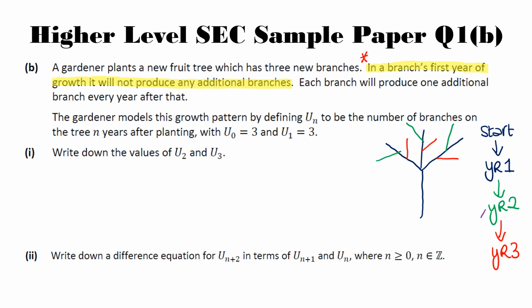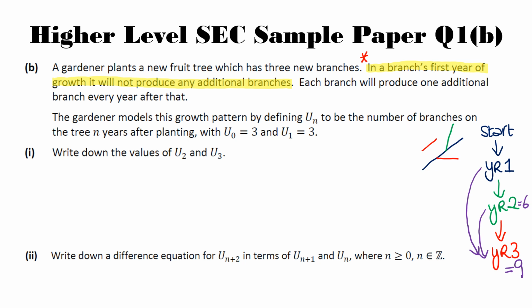So what we end up with is, in year 3, we have all of year 2 branches plus year 1's will now produce an additional branch. So for year 3, we're going to have what we had in year 2, which was 6, plus the ones we had originally, which was 3. So that means in year 2 we had the blue and the green, which were 6 branches. And in year 3, we had everything we can see now on the picture, which are 9 branches. Now, that's great to get us an answer, but we need to try and make sense of this in order to create a difference equation, which is what we're asked in part 2.